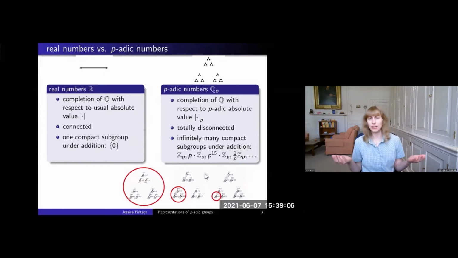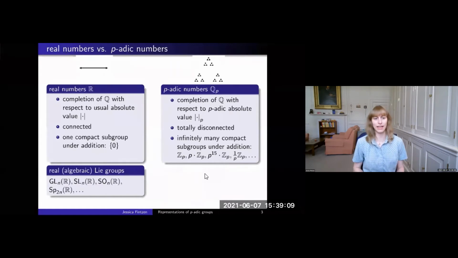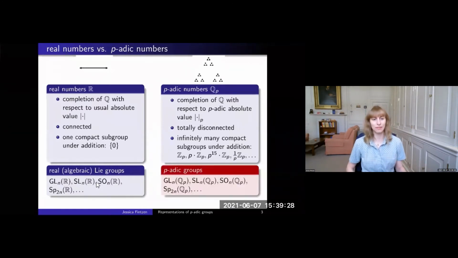And so I said I want to talk about p-adic groups. So let me tell you what they are. You might remember what Lie groups are, real Lie groups. For example, GL_n over the real numbers, SL_n over the real numbers, or SO_n, those matrices that preserve an inner product, or Sp_2n, those matrices that preserve a symplectic form. Now if I want to talk about p-adic groups, I just do the same, but instead of the real numbers, I plug the p-adic numbers in. So I look at all the invertible matrices with coefficients in the p-adic numbers, those that have determinant 1, or those that preserve an inner product, or those that preserve a symplectic form.